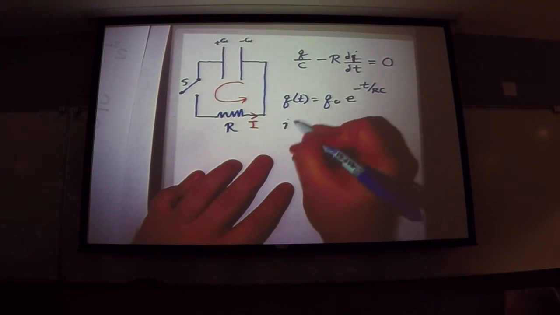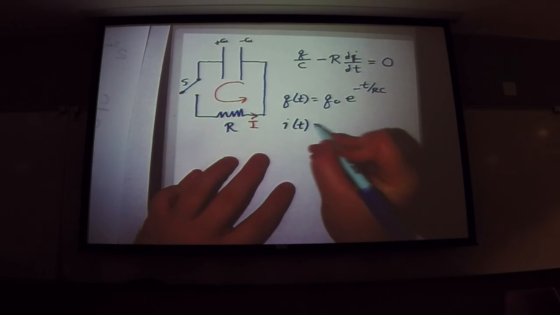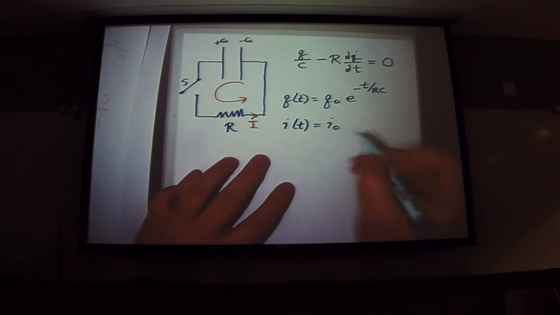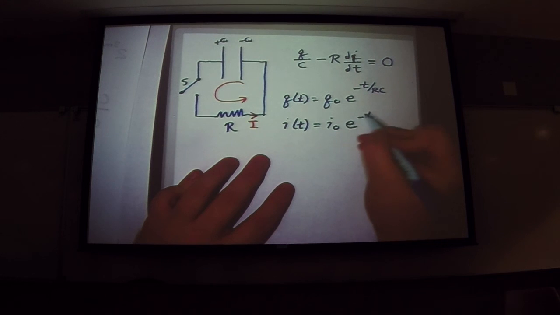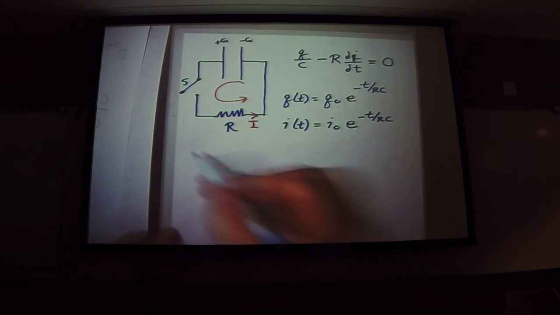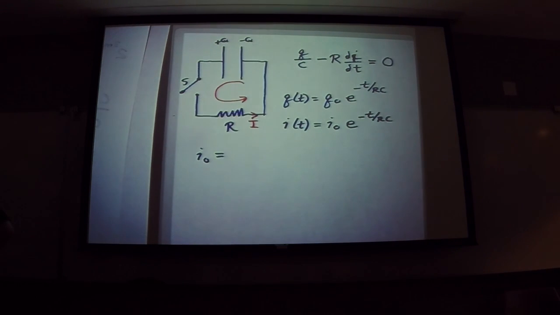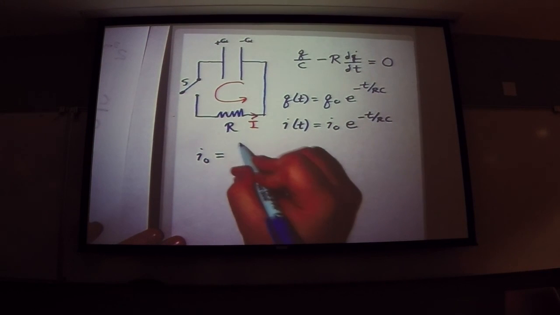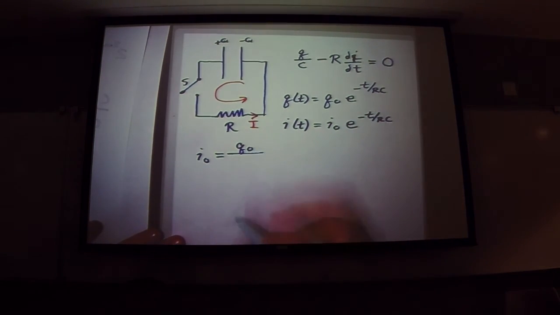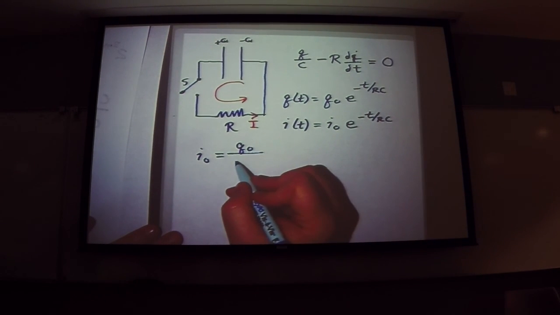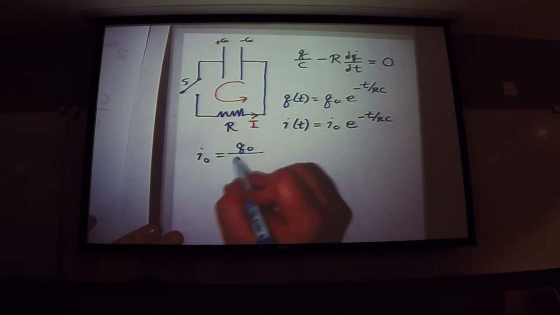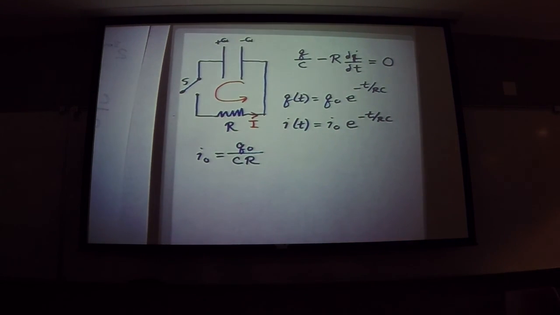And my current is I naught e to the minus t over RC, where the current that I start with in this circuit is the voltage across that capacitor divided by the resistance. So it's equal to my Q naught divided by RC. I should have RC instead of that.